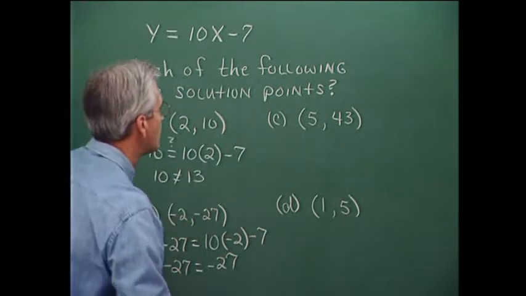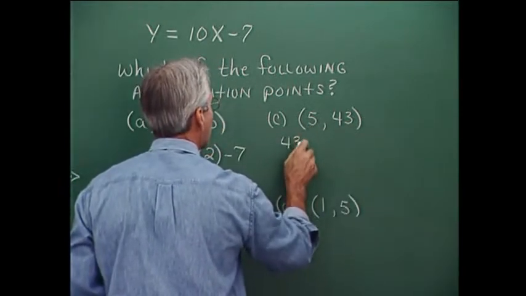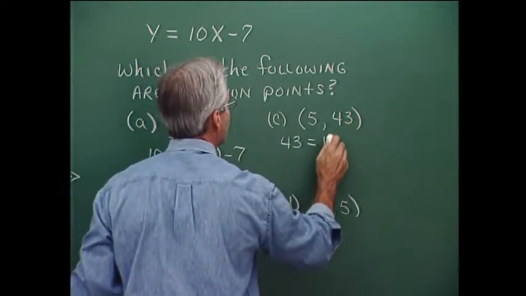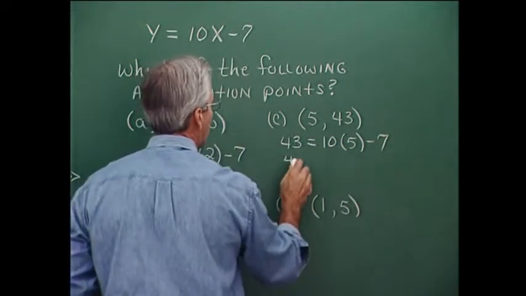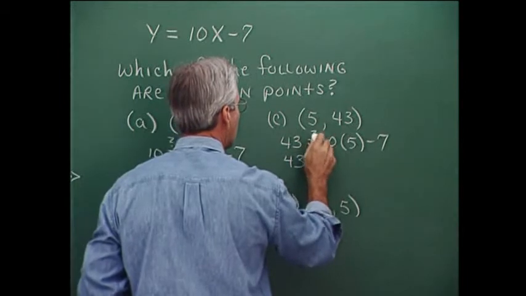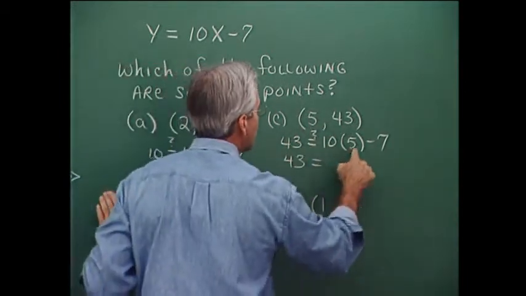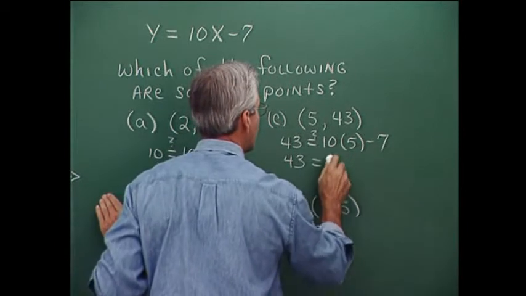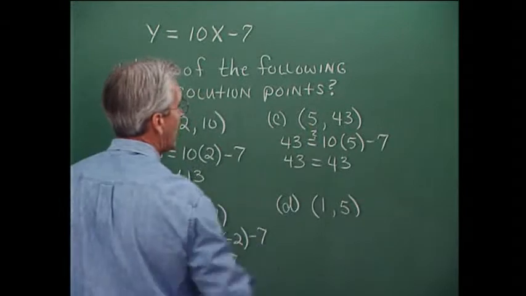On this one, on C, we have, let's see, 5 and 43. Y is 43, so I have 43 on the left side. On the right side, I have 10 times 5, then minus 7. So 43, I should put a question mark here. I didn't do that over here, but I should have. We have 10 times 5, 50. 50 minus 7, that's 43. 43 equals 43. Oh, happy day, this is a solution point.